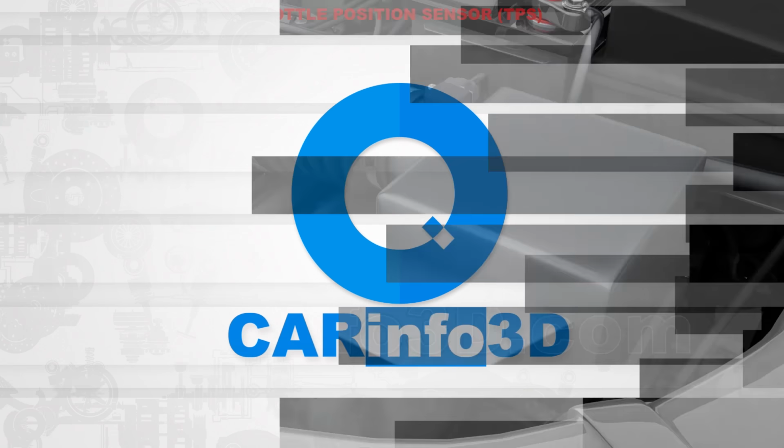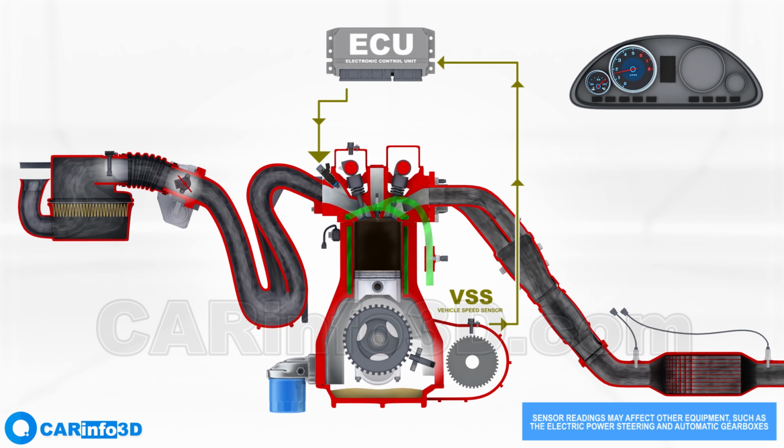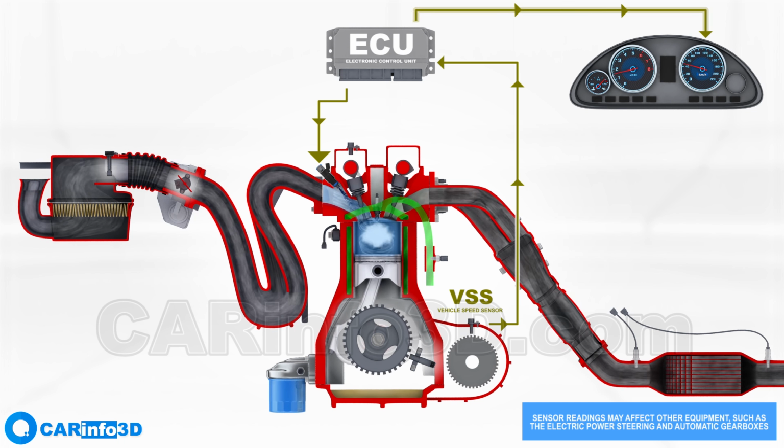Vehicle's speed data is delivered to the ECU, which then regulates the fuel supply based on the vehicle's speed and acceleration. The driver can view the vehicle's speed on the dashboard speedometer.